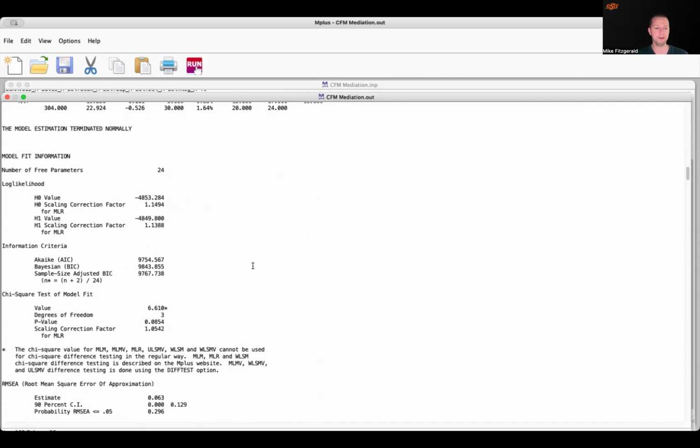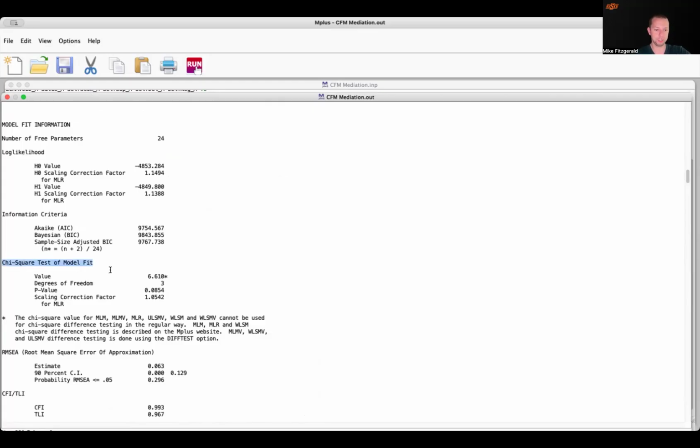So we will scroll down and take a look at our model fit. Our model terminated normally, which means that we actually can interpret our results. We have a correctly specified model and didn't run into any convergence or estimation errors. We have our chi-square test, which is non-significant. Again, typically this is a very sensitive test.